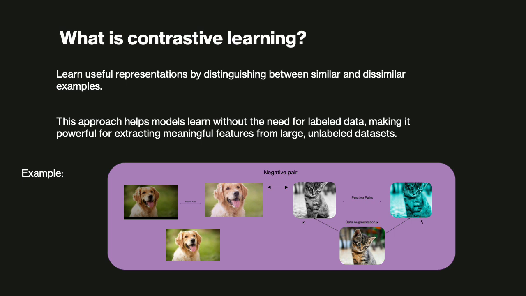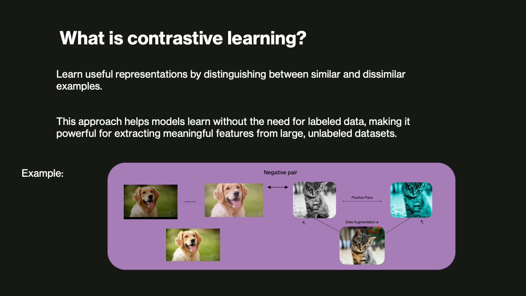samples. For example, in this scenario we have a data set of animals, and after doing some data augmentations of each sample, we have positive pairs of the same animal. So one positive pair we have here is these two augmented images of a kitten, or these two augmented images of a dog. And we also have a negative pair of this image of a dog and a kitten.